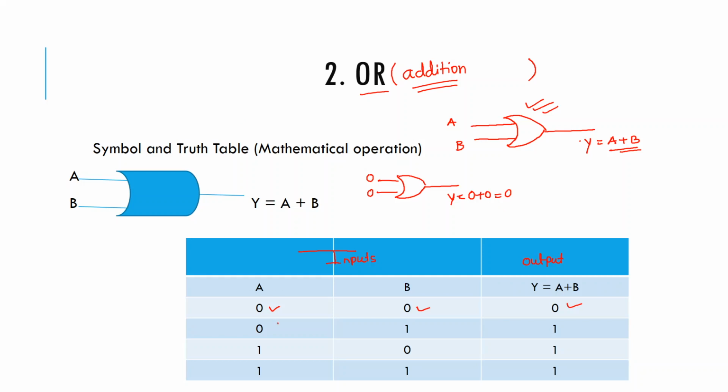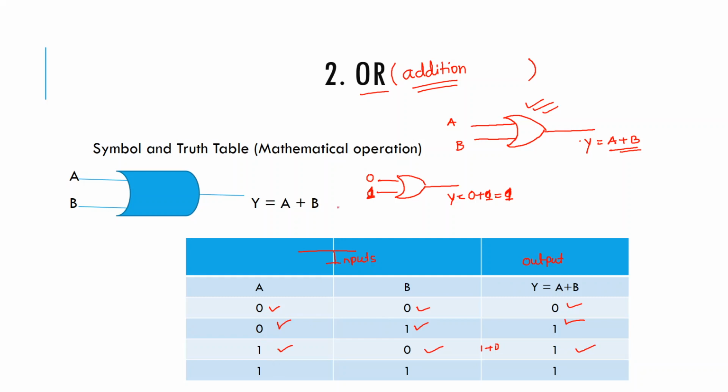If I am taking input A as 0 and input B as 1, what will be the output? It will become 0 plus 1, so I will be getting 1. Similarly, whenever I give input A as 1 and B as 0, if you add both of them, 1 plus 0, you will be getting 1.